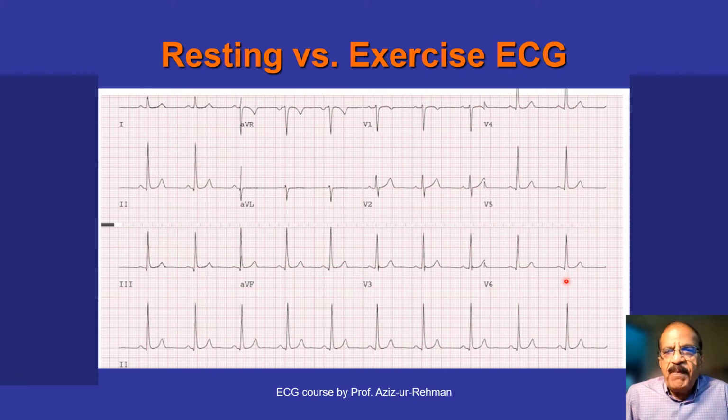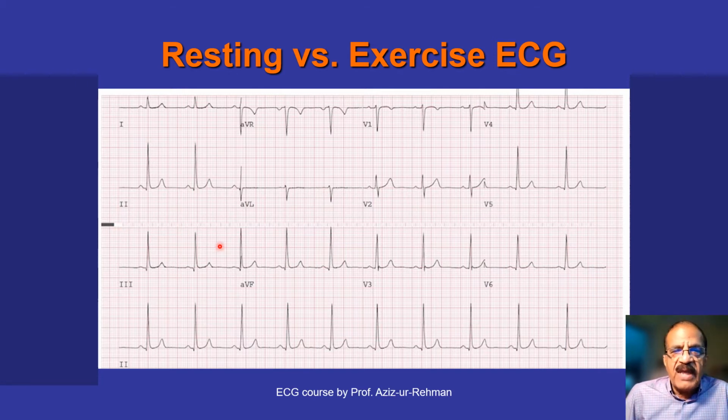Now, this is the example of exercise tolerances. This was the resting. Now, please bear with me. I'm going to show you something very interesting. This is the resting ECG of somebody. No ST depression at all, no T wave inversion at all. In fact, this is the classical normal ECG. This could go to the textbook as an example of normal ECG.